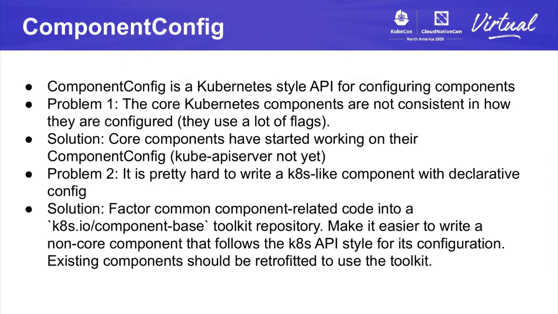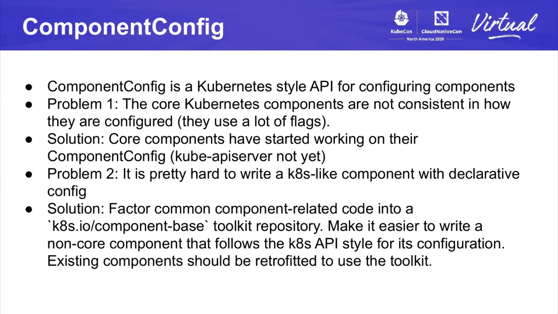Another project that we wish to highlight is Component Config. Component Config is a Kubernetes-style API for configuring components. And Component Config is trying to solve some problems. The first one is that the core Kubernetes components are not consistent in how they are configured. They use a lot of flags, and oftentimes the flags across different components that do exactly the same thing have different names. The solution for that is that the core components should implement component config, and in fact, most of the core components have already started doing that.